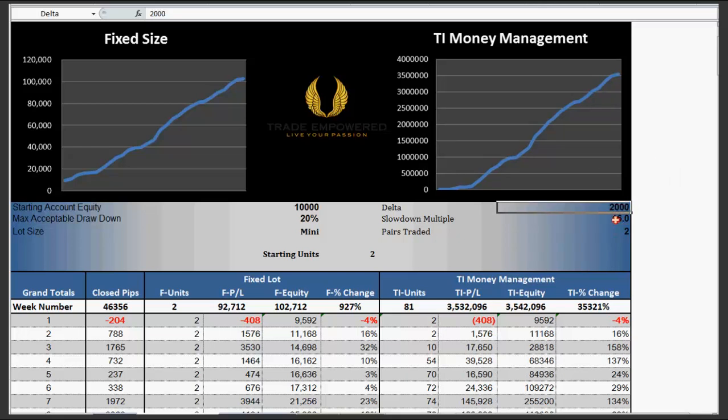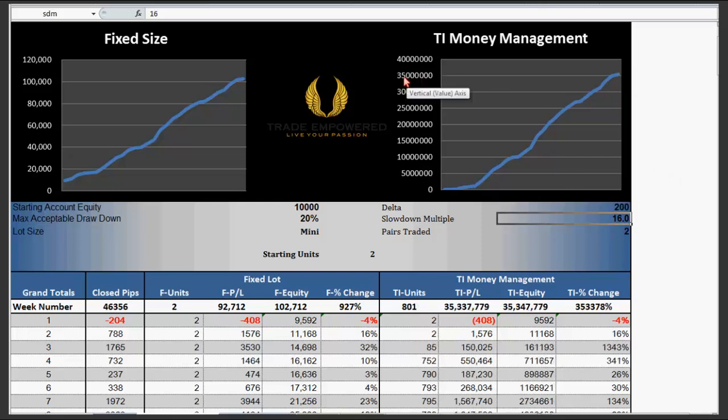Okay, let me go back to 200. At 200, we basically made, what is that, $350 million. Again, this is simulated data. It's not important. This is something that we threw in here. We had some more realistic data.